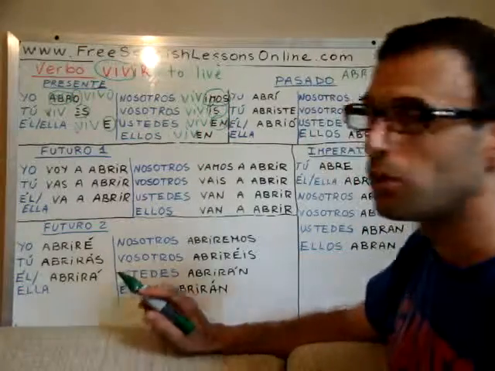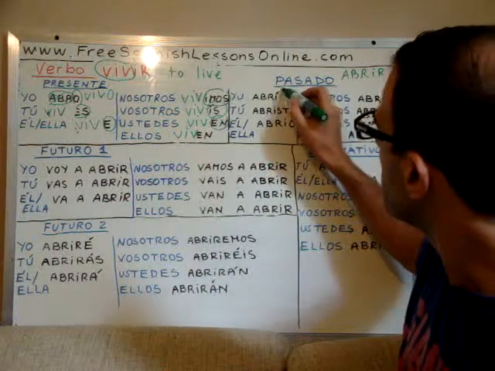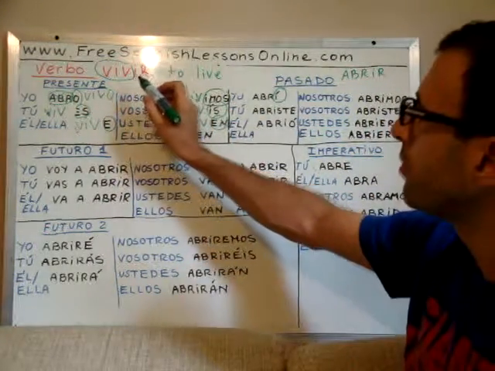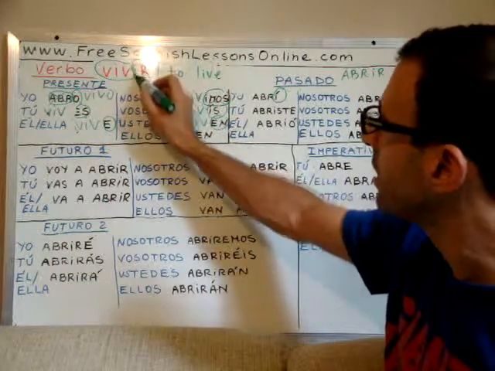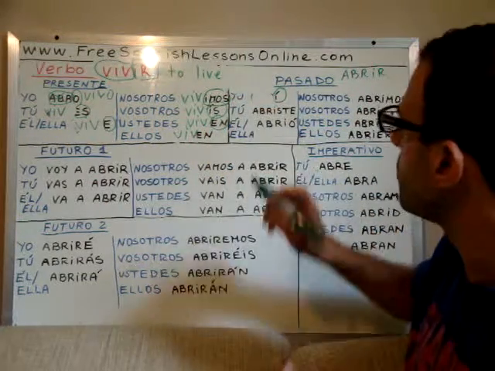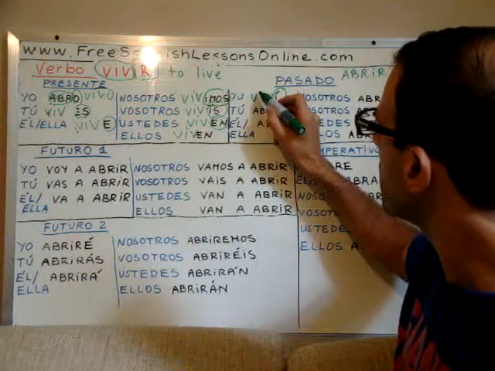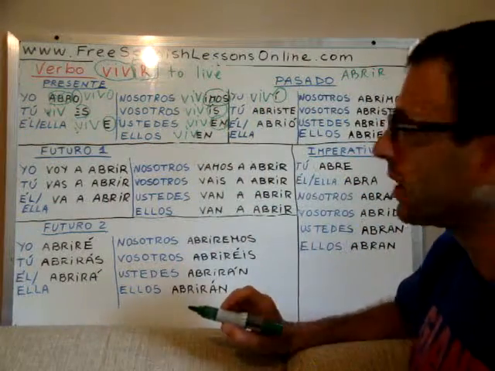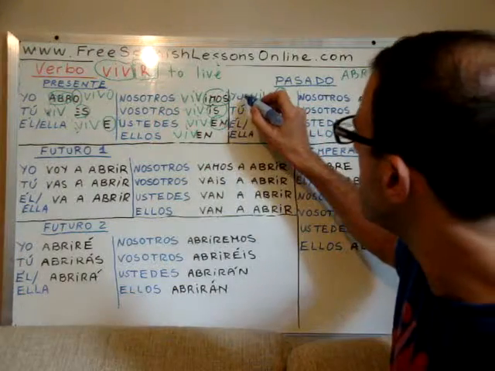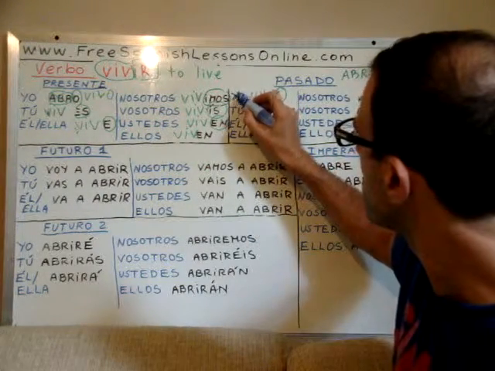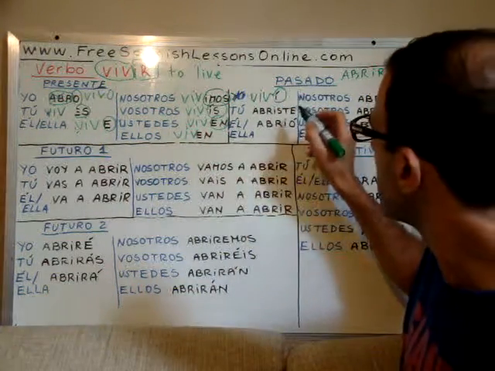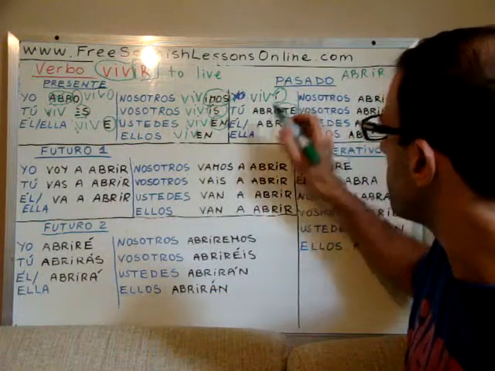Right? Let's do the past. So again, this is the ending that remains the same for all the regular verbs of the group of verbs that end in ir, right? Let's replace the root of the previous verb we were using. Now let's write the root of the verb we are conjugating now, and we have yo viví, I lived. Past, okay? Simple past. Yo. This is first person. Yo, I. So this is the ending, right?